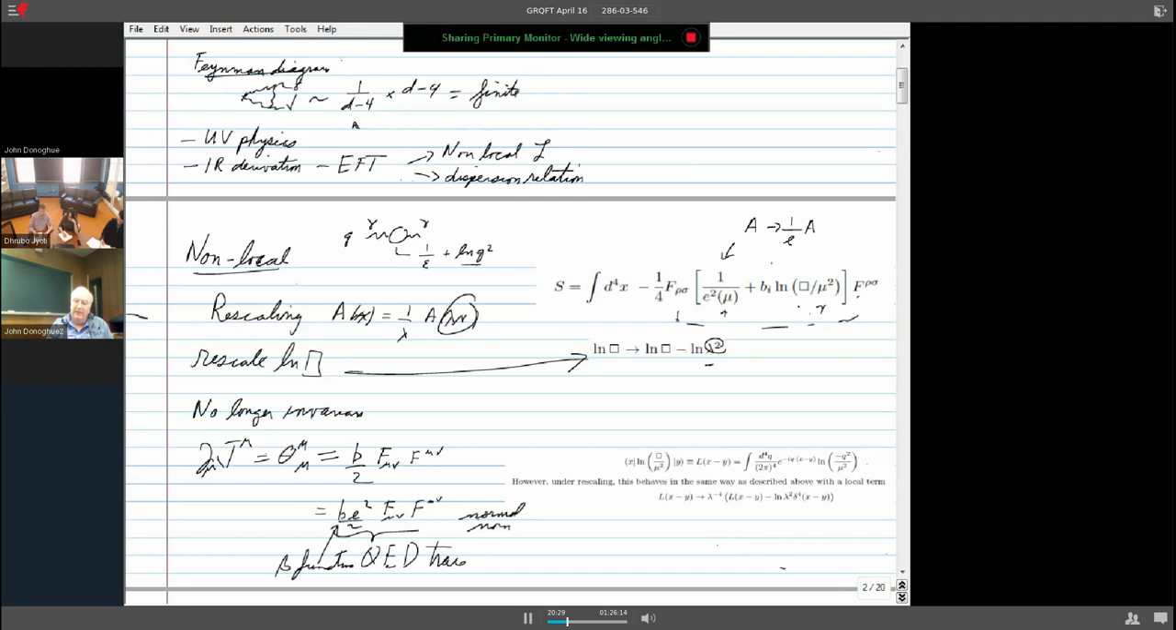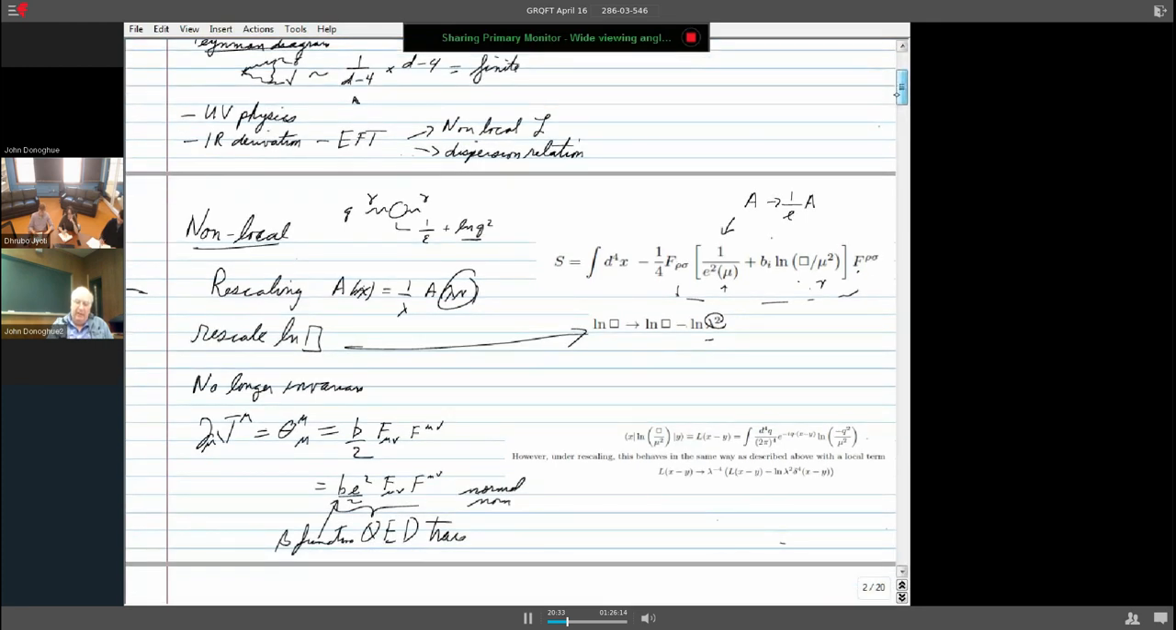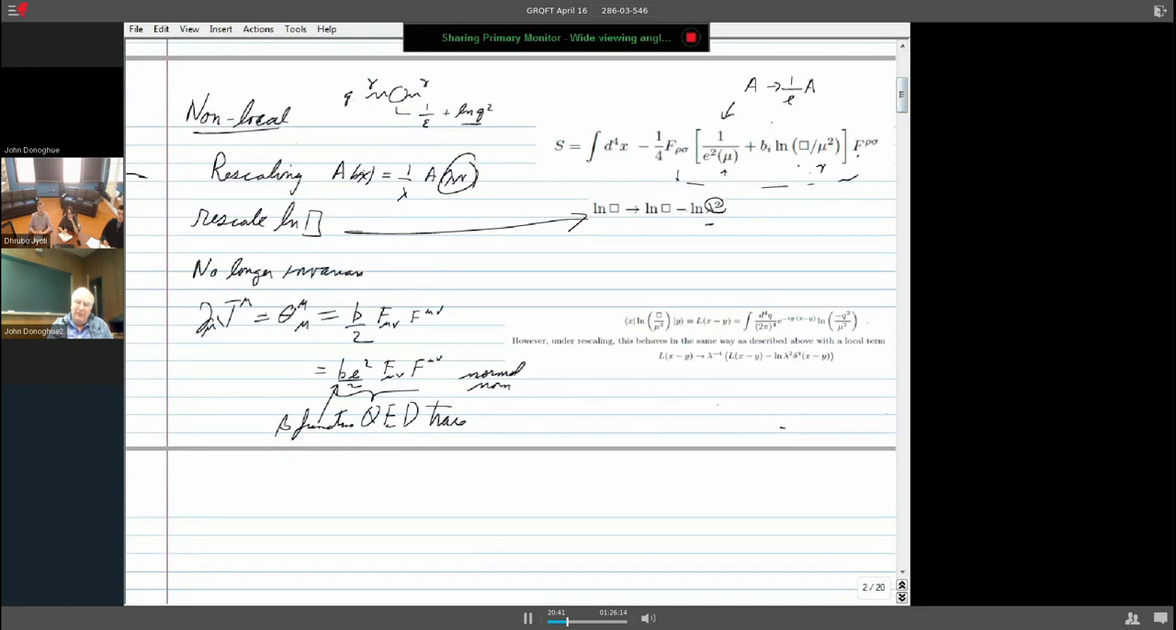It's B E squared over 2, F mu nu. And this is the QED trace anomaly. And this is the coefficient of the beta function.